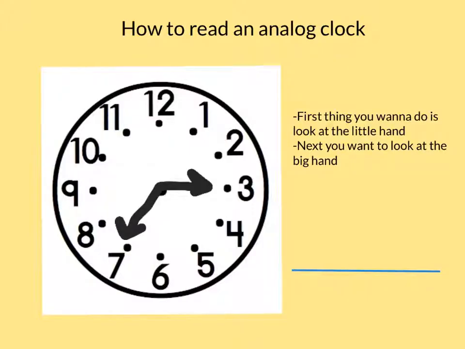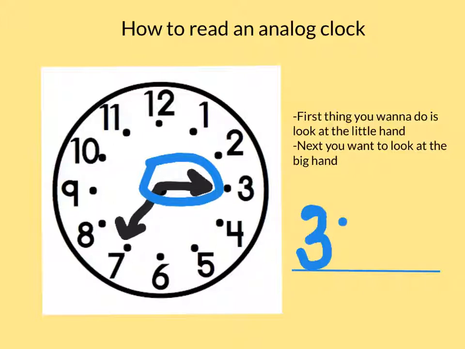When telling time, the first thing you want to do is look at the hour hand, which is the short hand. So if we look at the example on the left, we can see that the short hand, which is right here, is pointing towards the 3. So we know that our hour is 3, so we can write that down. So it's 3 o'clock.